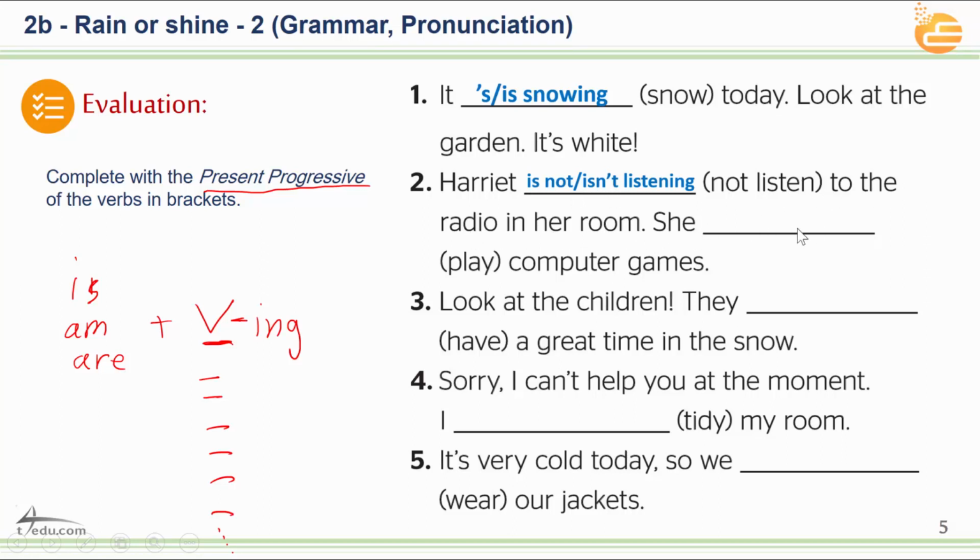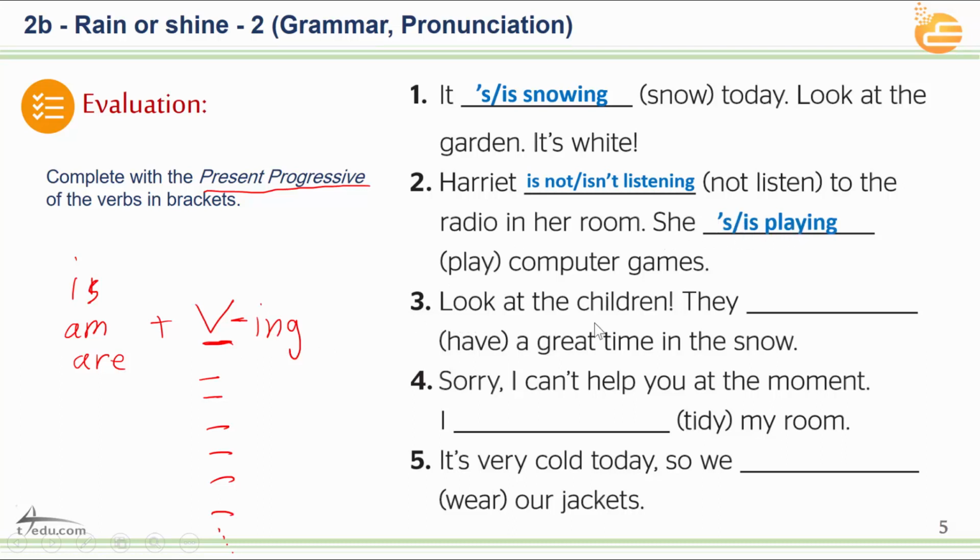She play computer games. She should we say is, am, or maybe are? She is. Excellent. She is. What about play? Play with ing. Playing. She's playing or she is playing.